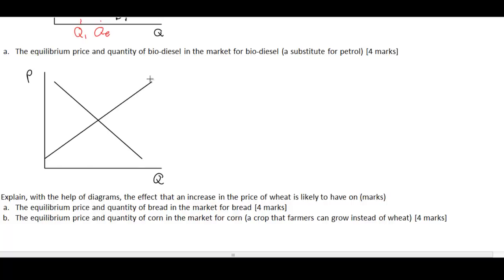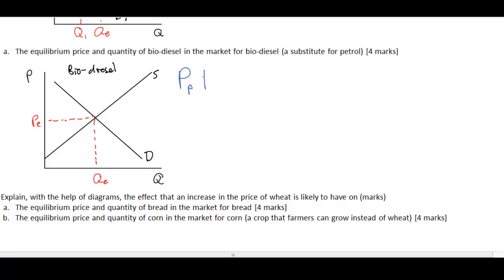So we'll start once again, as we always do, with a market in equilibrium with a supply curve, a demand curve, an equilibrium price, and an equilibrium quantity. We'll give our graph a title. This is now biodiesel. So consider the impact of an increase in the price of petrol. These two goods are now substitutes for each other.